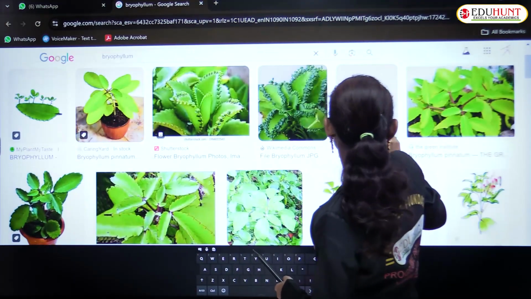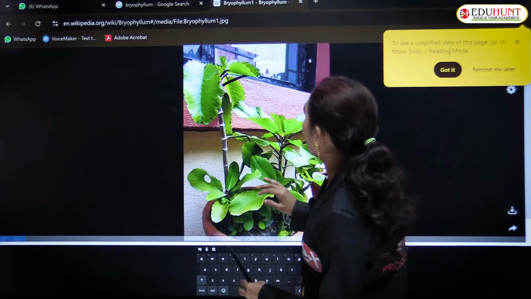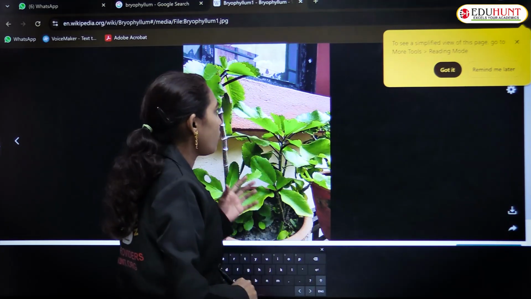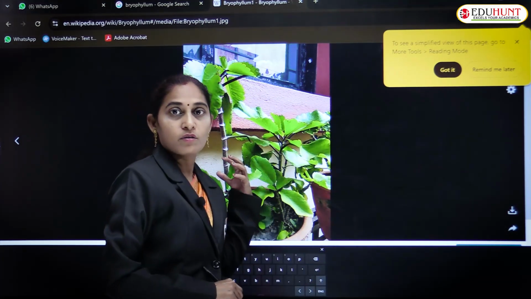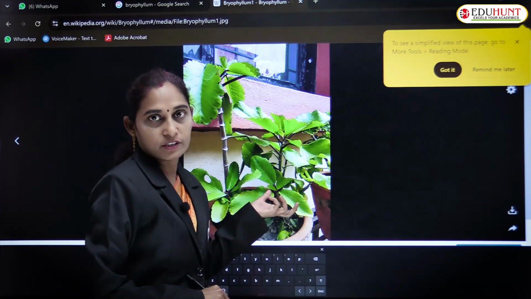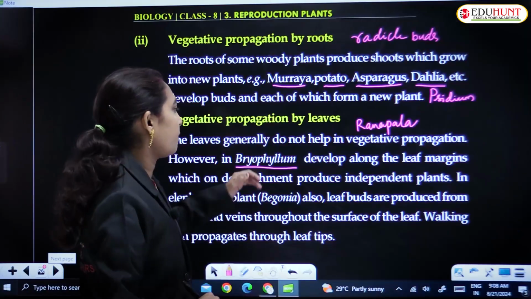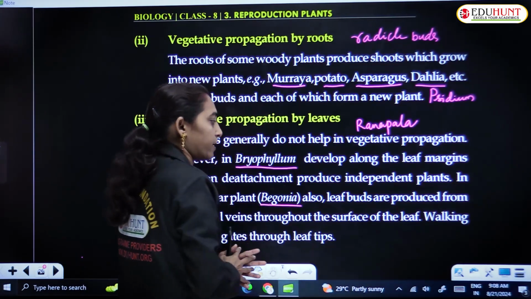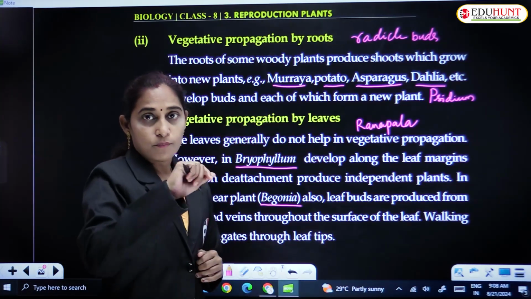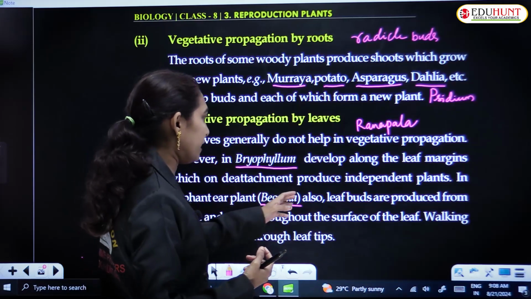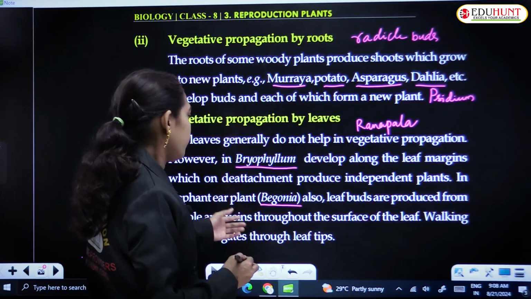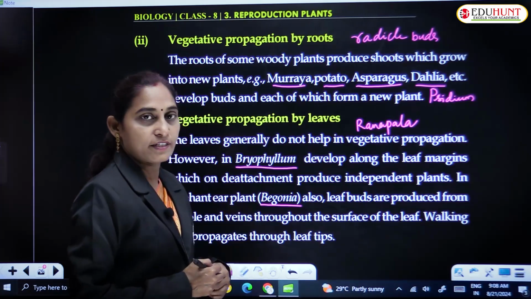Yes, you can see, it is actually Kalanchoe plant. This plant also shows vegetative propagation through leaves: Bryophyllum and even begonia. Begonia is another example. It also propagates through leaves and leaf buds called epiphyllous buds, produced from the petiole and veins on the surface of the leaf.